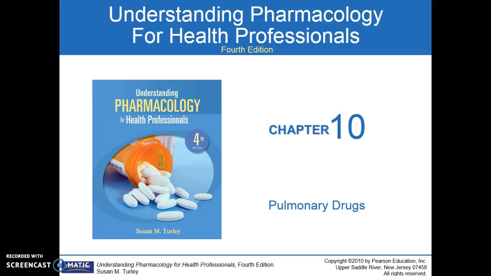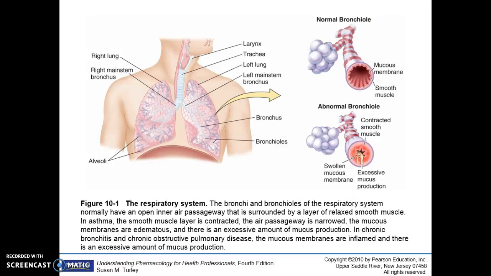This week we're going to be covering chapter 10, which is all about pulmonary drugs. Pulmonary drugs are drugs that are used with the respiratory system. So we're going to look at a lot of different medications that are used with the respiratory system. And when we talk about that, we mean the bronchi, the bronchioles, and the lungs. So here's just a quick little picture of what we're talking about. Anything in this area is what we're going to be using this particular class or group of drugs for.